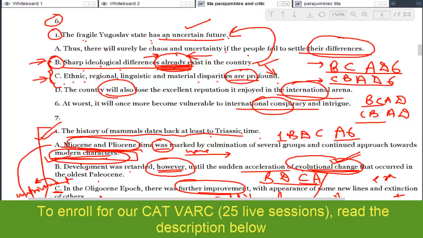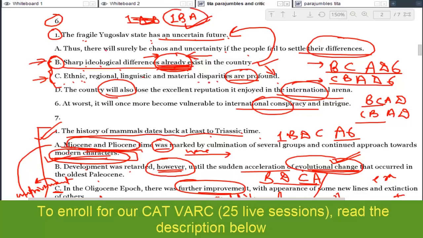Correct? That's why you say, please pack your bags quickly, we are already late. I hope you understand the meaning. Please pack your bags quickly. We are already late. मतलब हम पहले से ही late हो चुके हैं. That is what it means basically. So the Yugoslav state has an uncertain future. It has already sharp differences already exist. In addition to this, we have ethnic, regional, linguistic, and material disparities.